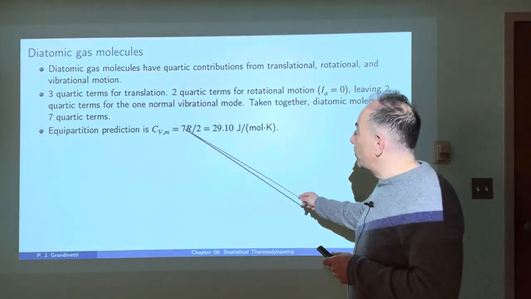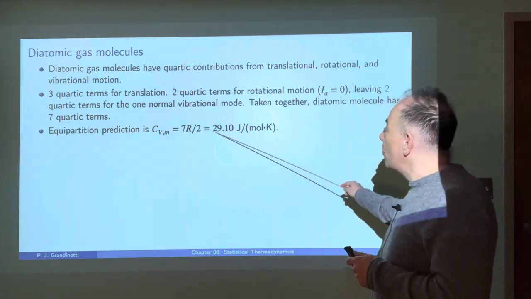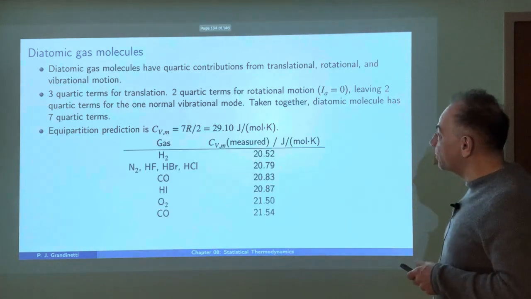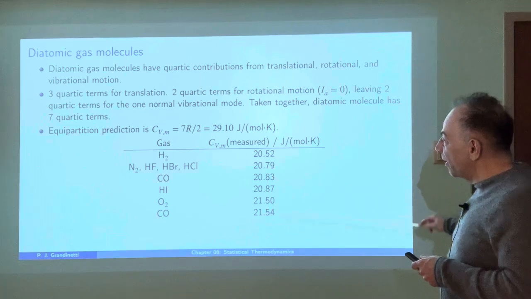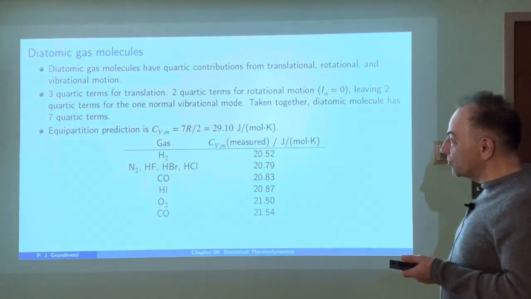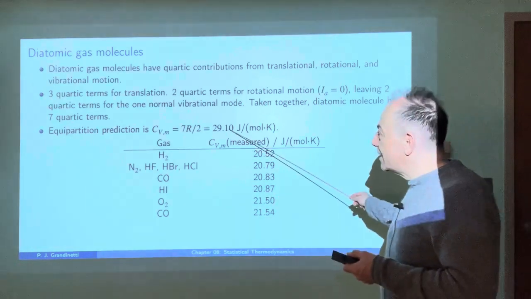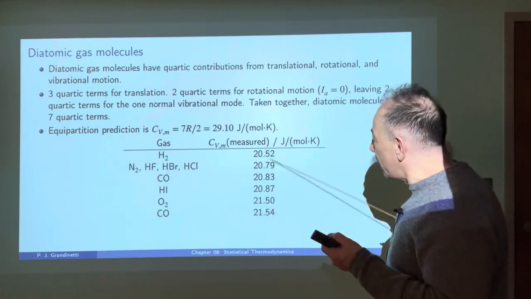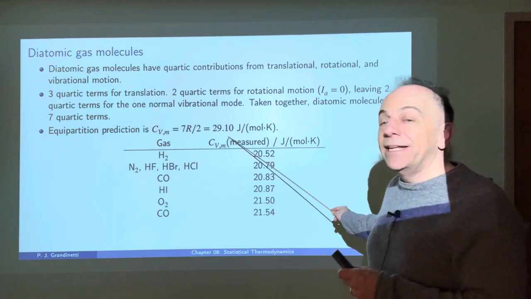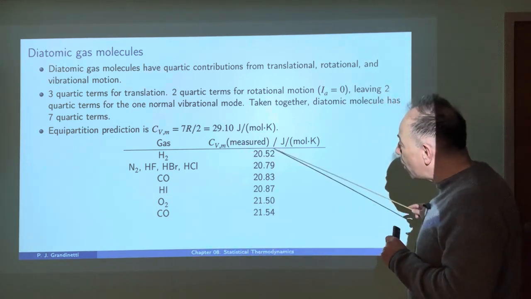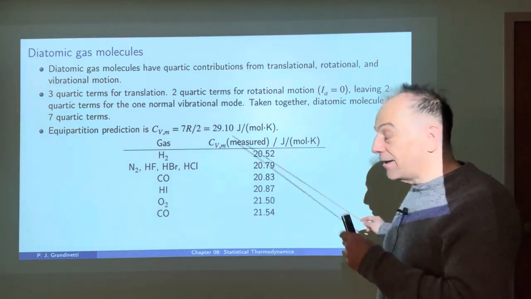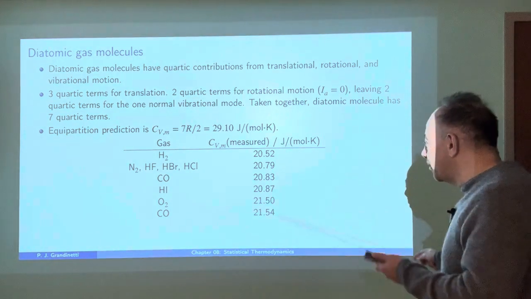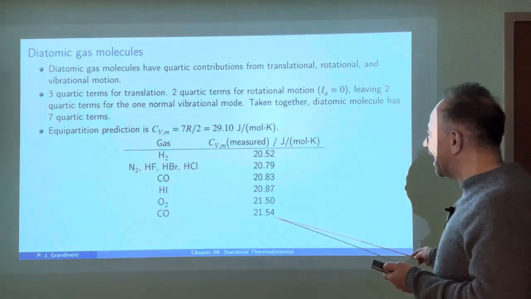So the prediction for that would be 7R/2 for the heat capacity, which comes out to be 29.10 joules per mole Kelvin. So how does that compare for diatomic molecules? Well, here are the measured heat capacities for a variety of different types of diatomic molecules. And you can see, well, one, it predicts that they should all be the same. They should all be 29.10. And in fact, they are very close to all being the same, but they're not 29.10 joules per mole Kelvin. They're all systematically lower than that, although they are all pretty much the same. So that's one pro, one positive thing, is that they're all the same, but they're lower.